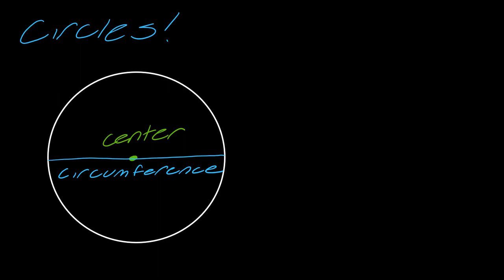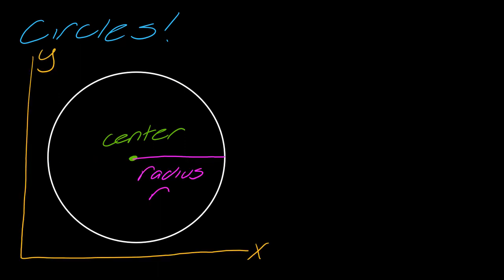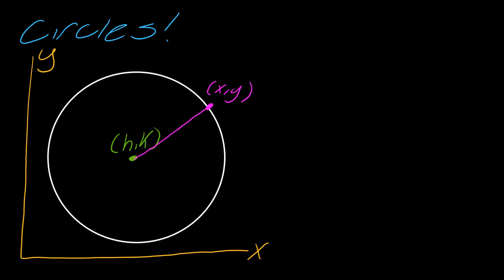And we want to think about a circle in the context of being on a graph in this video. So we're going to change the way that we think about this just a little bit. I'm going to think of the center as a point (h, k). (h, k) is going to refer to the center. And then let me just draw the radius over here for a second. And I want to think about a question here.